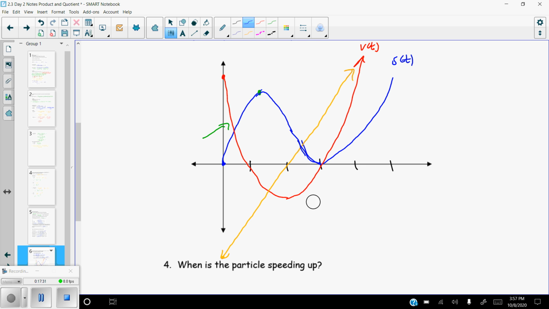Whoops, probably should have done that in green. Wow, that's supposed to be green. What's going on?